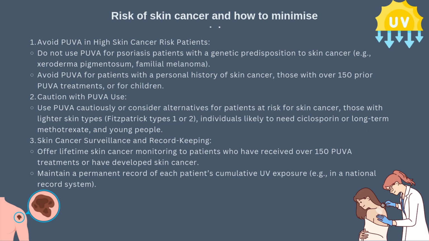Avoid PUVA in high skin cancer risk patients. Do not use PUVA for psoriasis patients with a genetic predisposition to skin cancer, e.g., xeroderma pigmentosum, familial melanoma. Avoid PUVA for patients with a personal history of skin cancer, those with over 150 prior PUVA treatments, or for children.